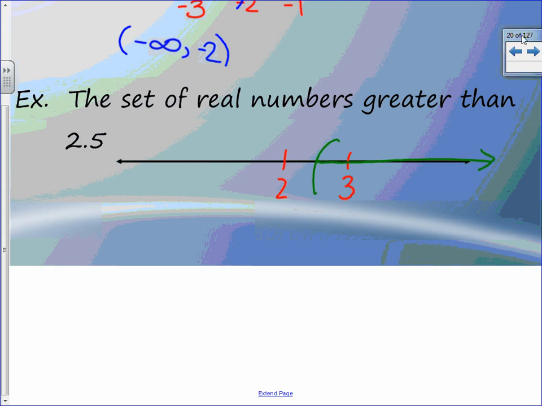Who wants to tell me what the notation would be? Logan? Parentheses, 2.5 and then infinity? Yep. So the order is important. You have to put the lowest first, then the highest, and then you have to know which bracket or parenthesis you have. This one doesn't need a plus infinity because that is implied, although it wouldn't be wrong if you did. Questions on that?